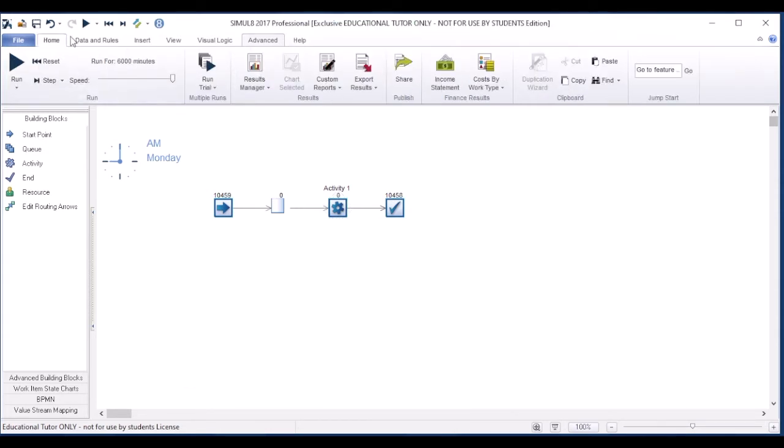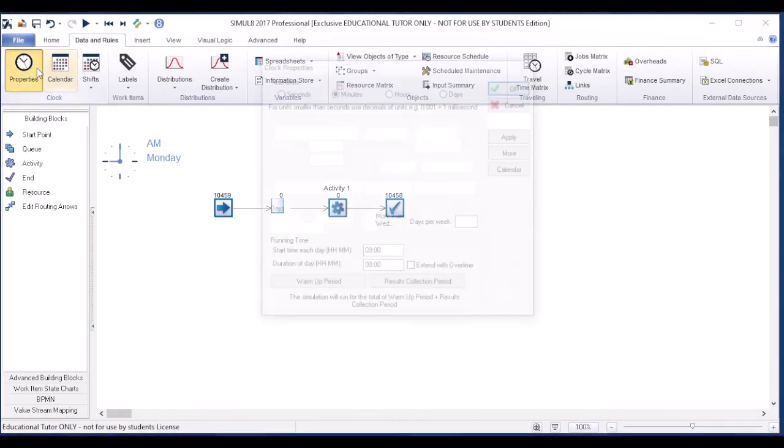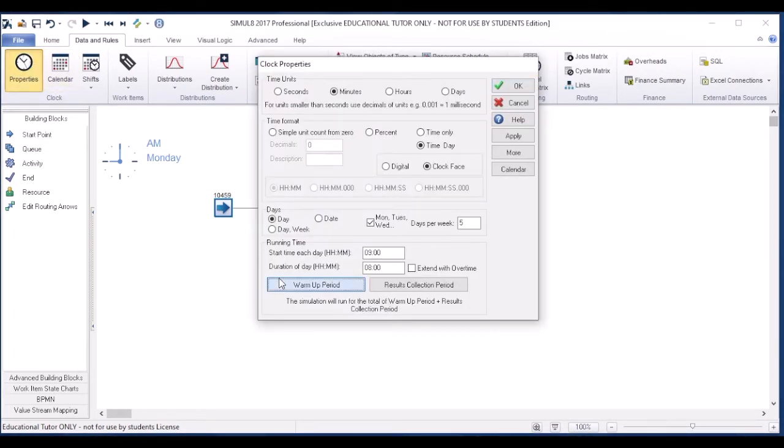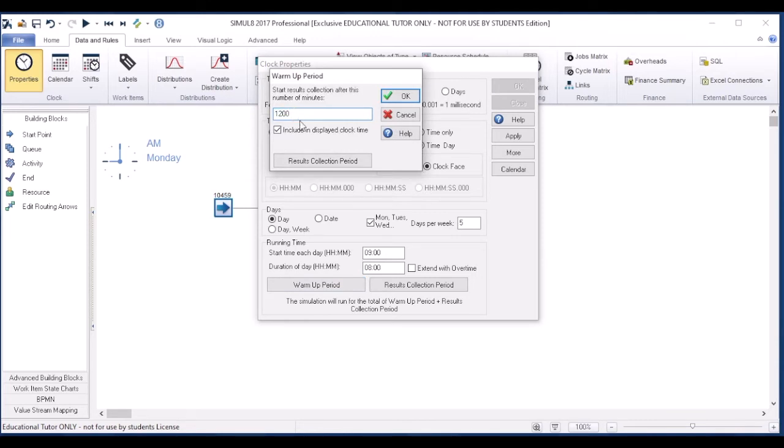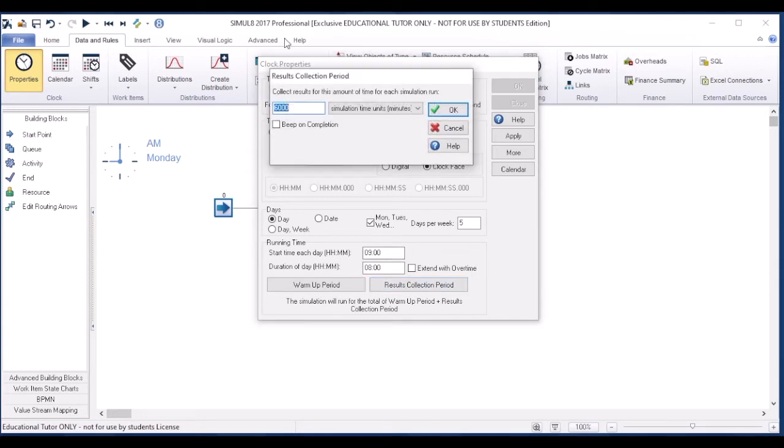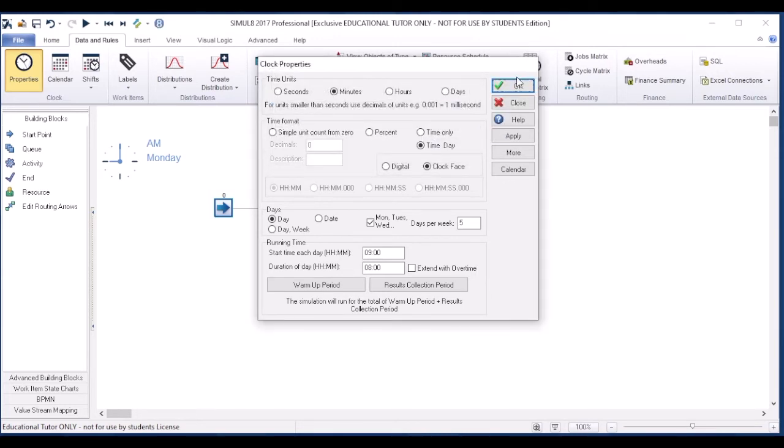And of course, to make the calculation properly, we have to go to the properties, clock properties, and set this accordingly. We use 60,000 minutes for the warm-up period, so 30 minutes per customer. 60,000 gave me roughly 2,000 customers in the warm-up period. For the results collection period, I use 300,000. That gives me about 10,000 customers already. Okay, to confirm.